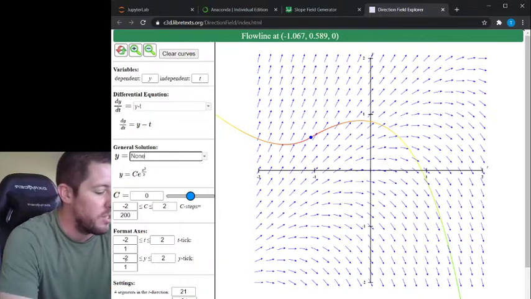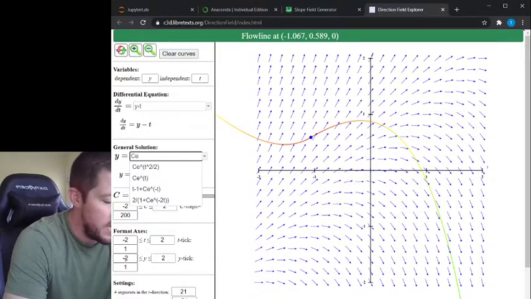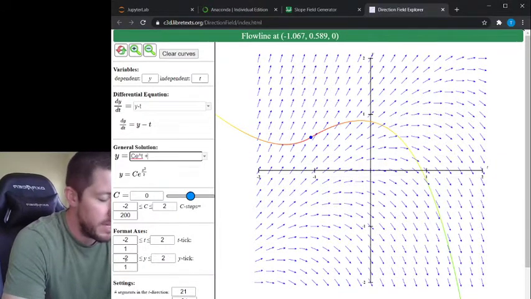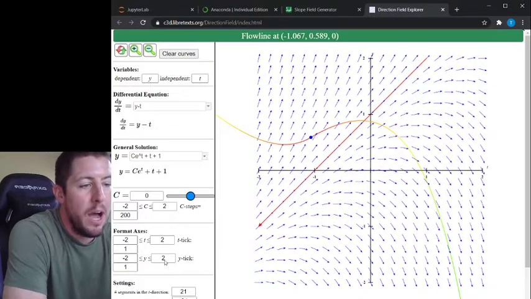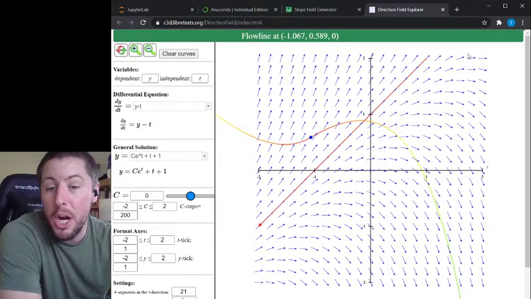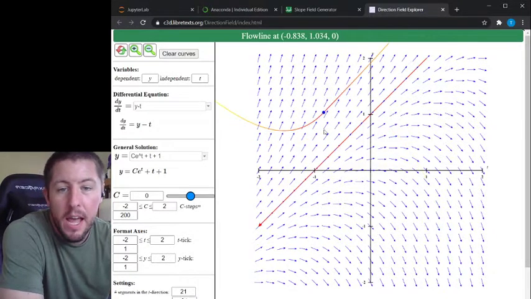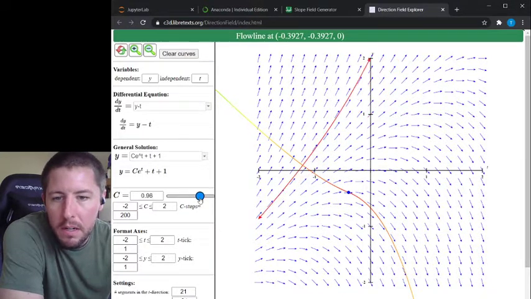So let's go ahead and enter in that solution that we got. We got the solution of c e to the t plus t plus 1. So I'm going to give it that solution. It now knows this one right here. Notice it plopped down the one very important solution for us already. And now, wait a minute, why is it still giving me incorrect curves out here?